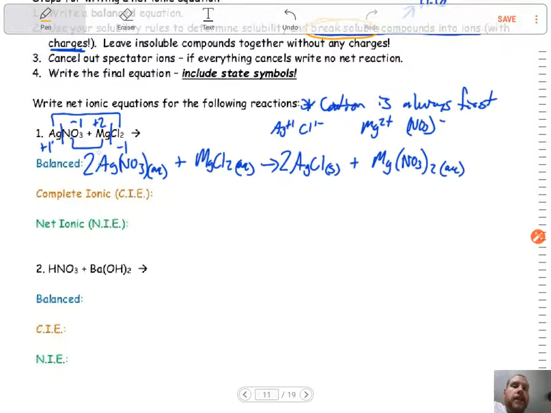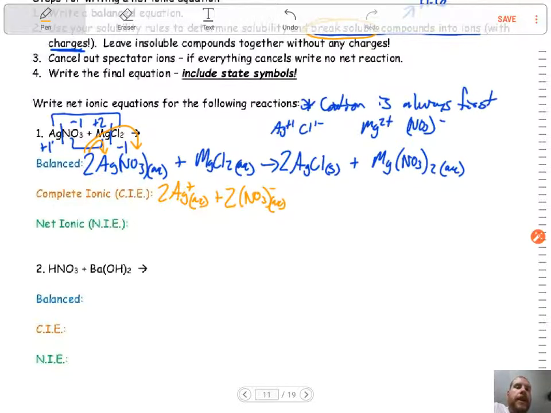Well, how many silvers? Notice, remember, this is again a review. This coefficient distributes out so that we have 2 silver ions. Put the charge with it because it's an ion. It's an aqueous solution. Plus, I have 2 nitrate ions. Where you have polyatomics, keep those parentheses.